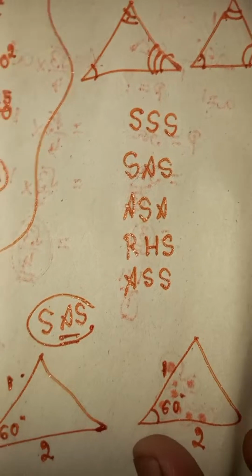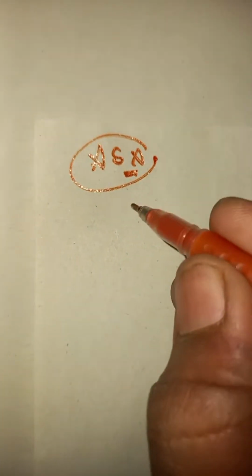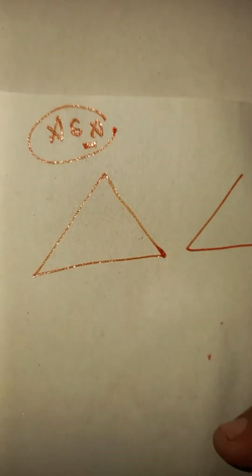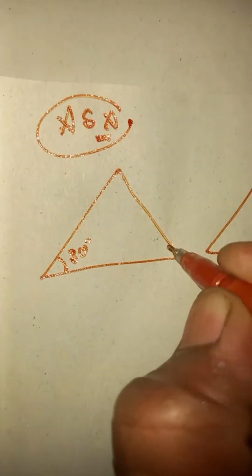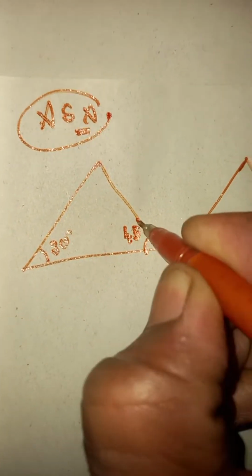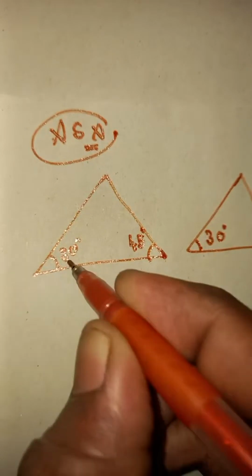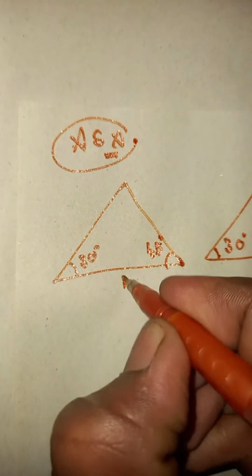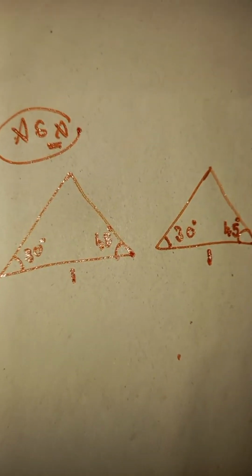I'm going to tell what ASA congruency is. You can take this triangle that is like this. Here also you must take two triangles with ASA congruency. Here they have given one, and here they have given one. This angle they told us is 30 degrees, and this angle 45 degrees, and even this angle they told us is 30 degrees, and this angle is 45 degrees. The in-between side of those two angles is also 1 unit, it is also 1 unit. Then these two triangles can be known as congruent.